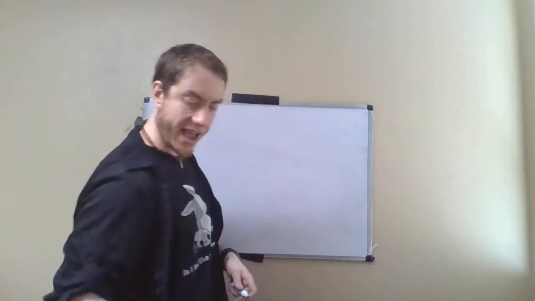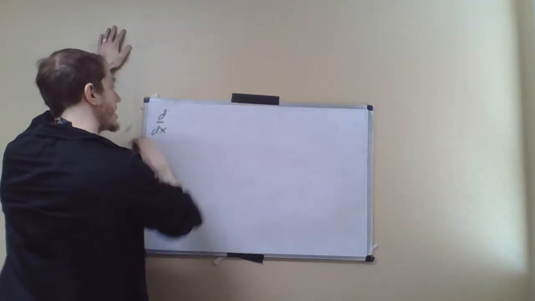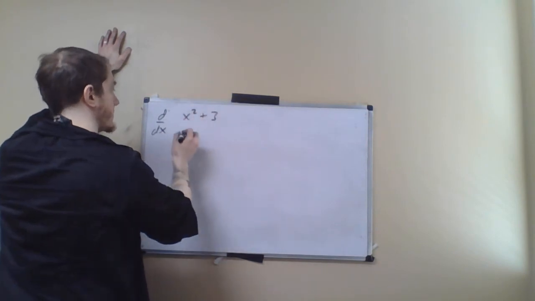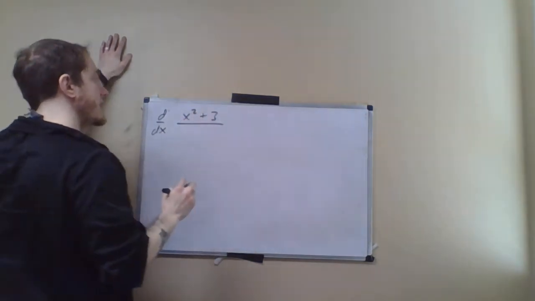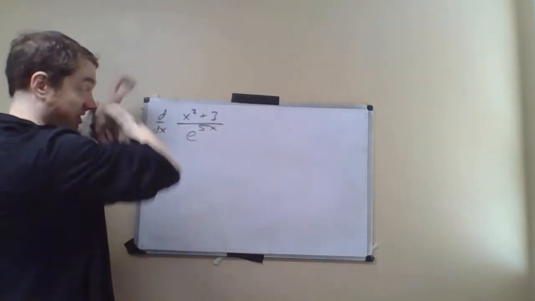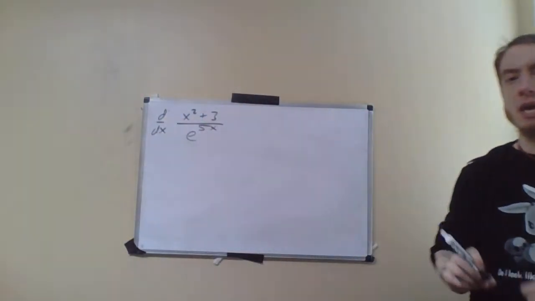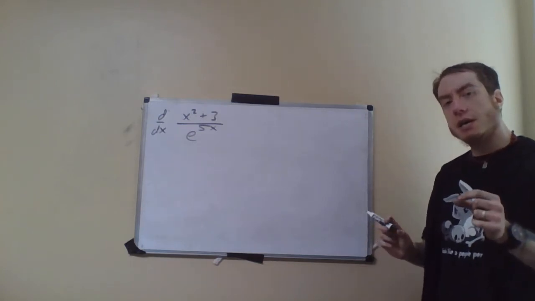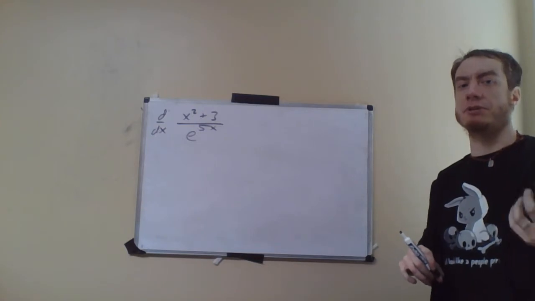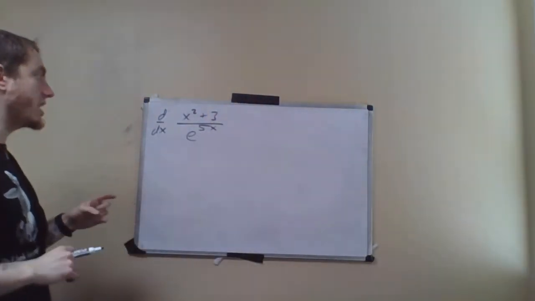Let's suppose that I have, say, the derivative of x squared plus 3 divided by e to the 5x. Now, there's actually a couple of different ways of doing this problem, and I want to show you both of them because it's good to see how sometimes there's always some rule that you're going to be able to use, but sometimes there's more than one rule, and you can think of this in two different ways.